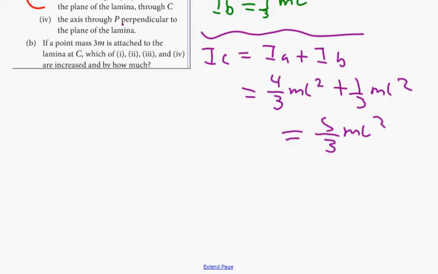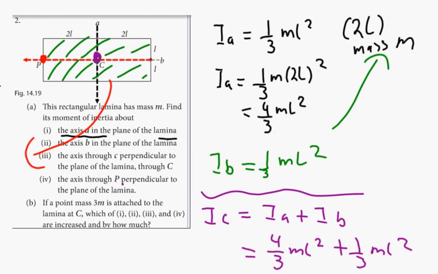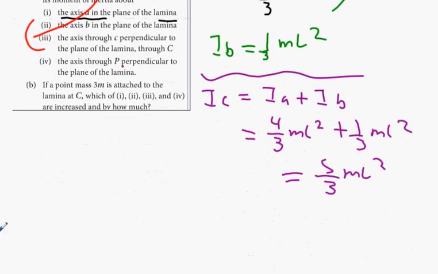Is IC going through the center of gravity of that object? Is the purple one in the center of gravity? Yes, it is. So I'm allowed to use the parallel axis theorem then. So IP equals IC plus MD squared. IP equals, what did I say IC was?